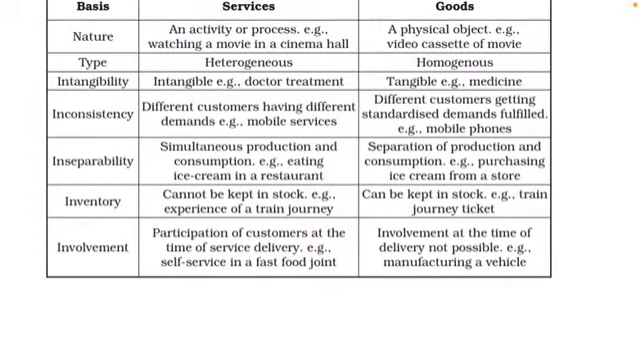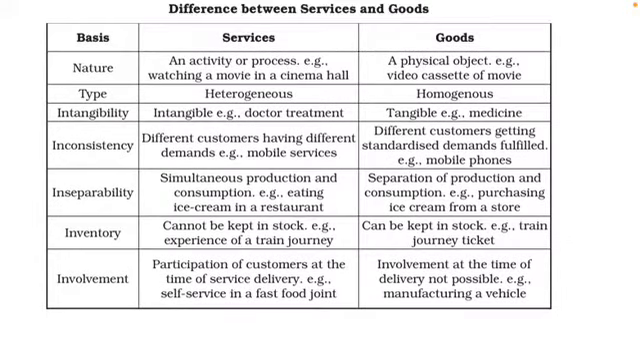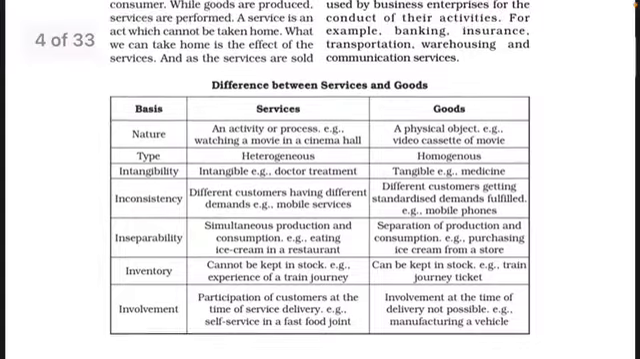And involvement: the participation of customers should be there at the time of service delivery. When the service is being provided, customers should be involved. And involvement at the time of delivery is not possible in goods. It is not necessary that during production the consumers are using that thing. The consumers can use the thing afterwards. So this is the case of involvement. Involvement at the time of delivery in case of goods is not possible, so they can be used afterwards. So these are the various differences between goods and services.